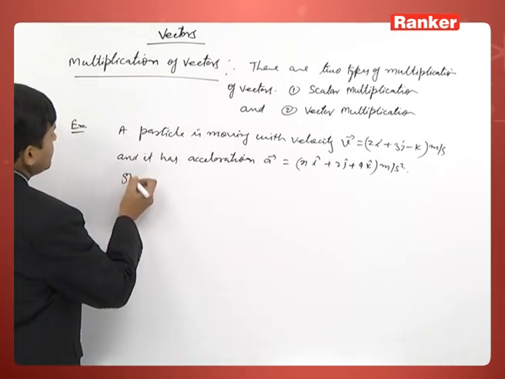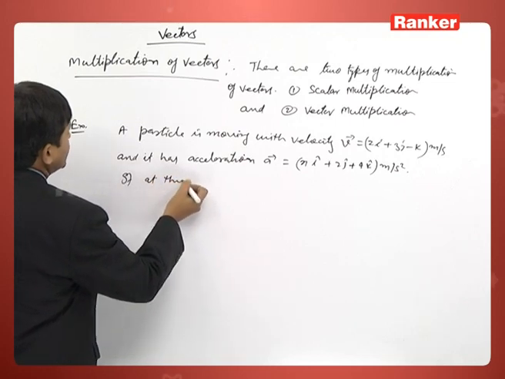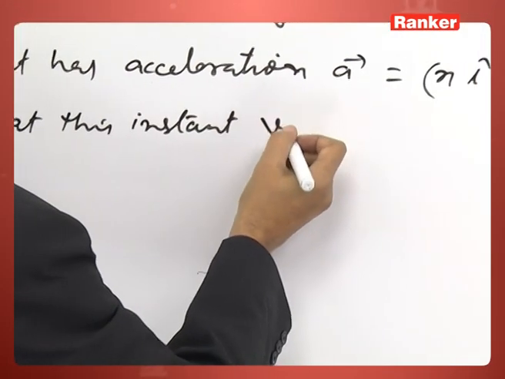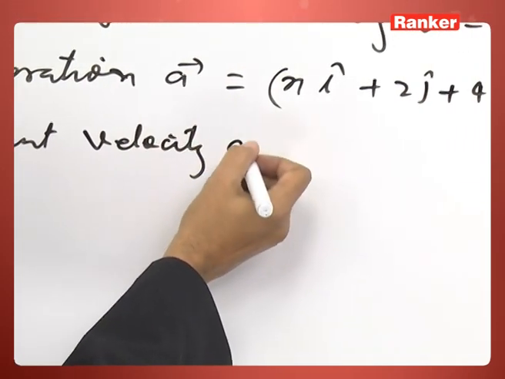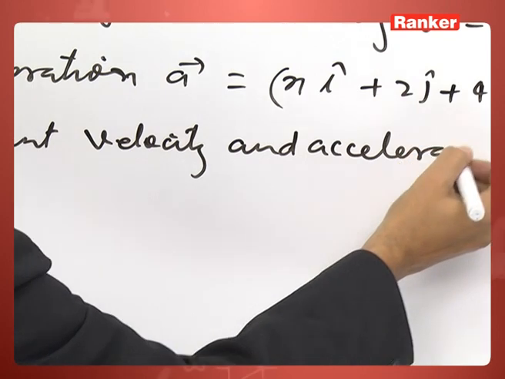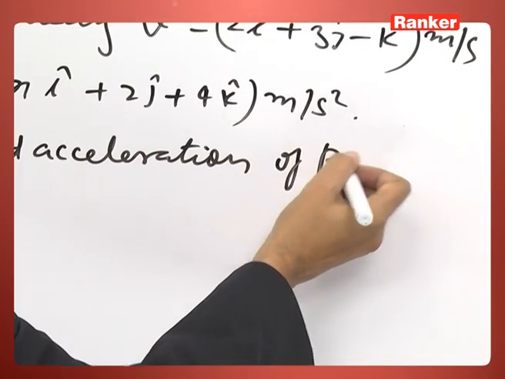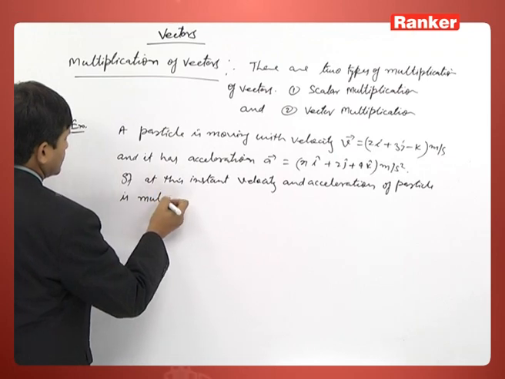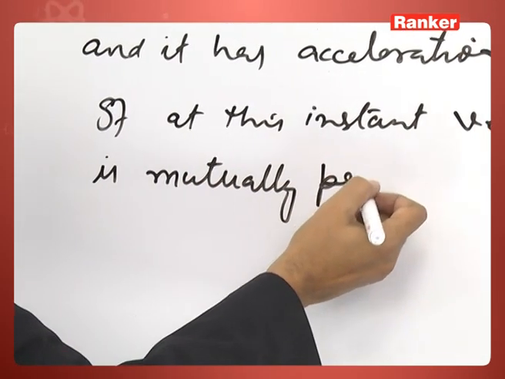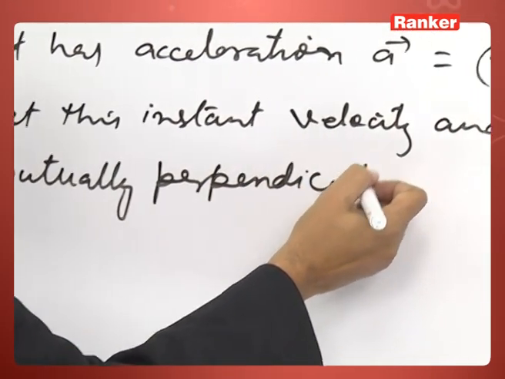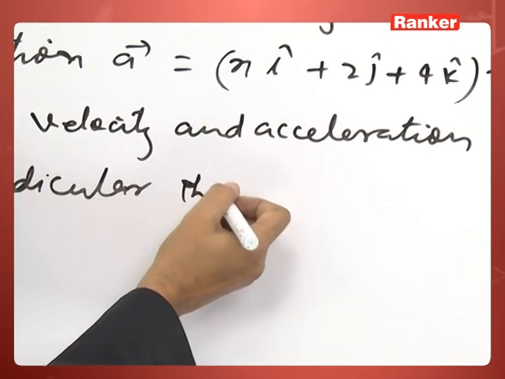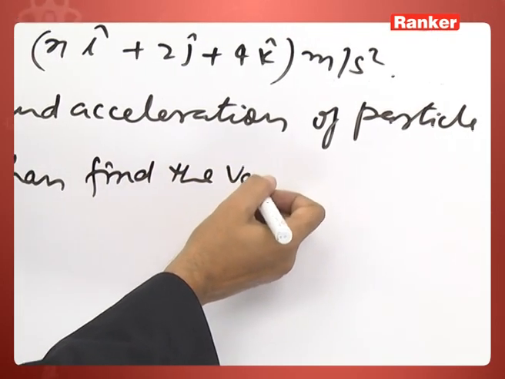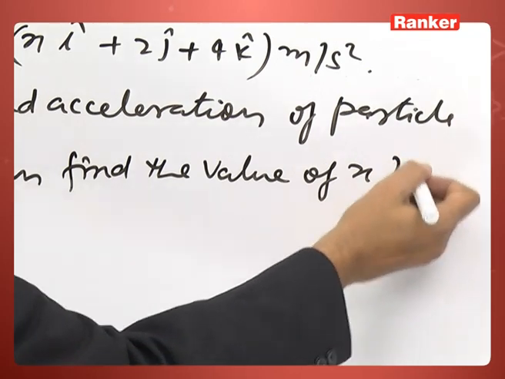Question is that if at this instant the velocity and acceleration of the particle are mutually perpendicular, then find the value of x. This is the problem.